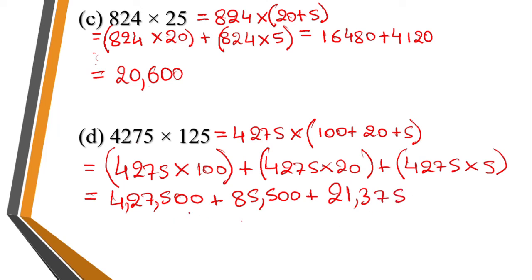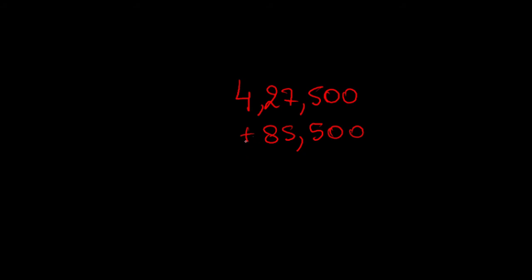Now we should add 4,27,500 plus 85,500 plus 21,375. Now let's start adding these numbers. So first we have 4,27,500 plus 85,500 plus we will add it with 21,375.